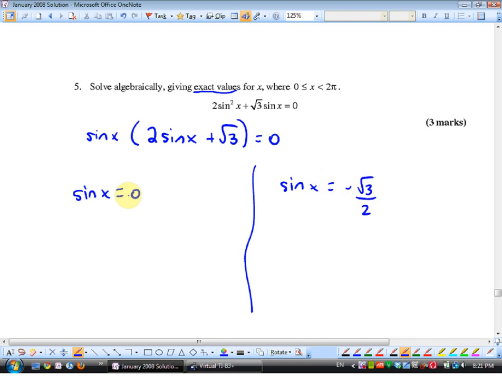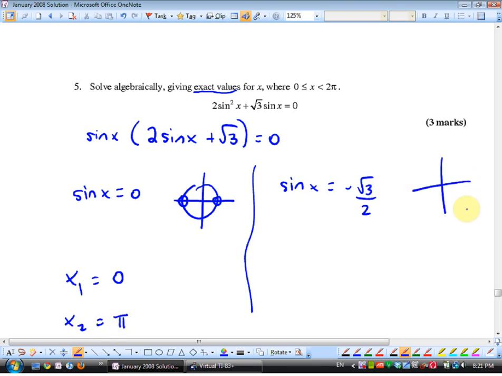Sine x equals 0, this is a unit circle question. Where is sine x equal to 0? That's when your y-coordinate is 0 on the unit circle. Your y-coordinate is 0 right there and right there. x1 is 0 radians, x2 is pi radians.